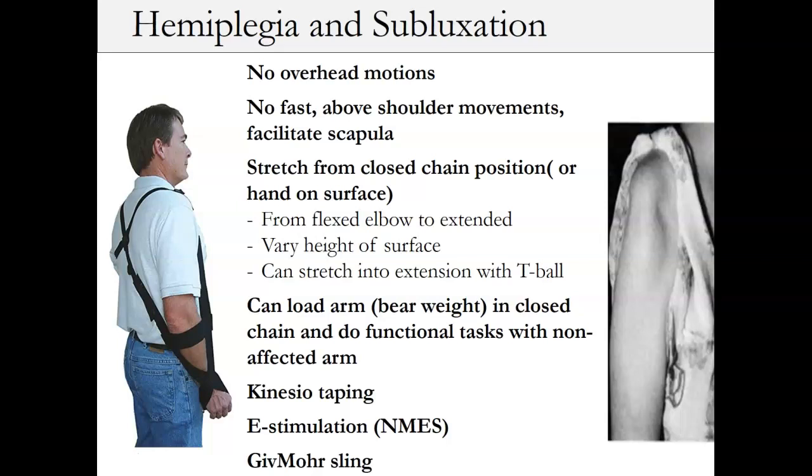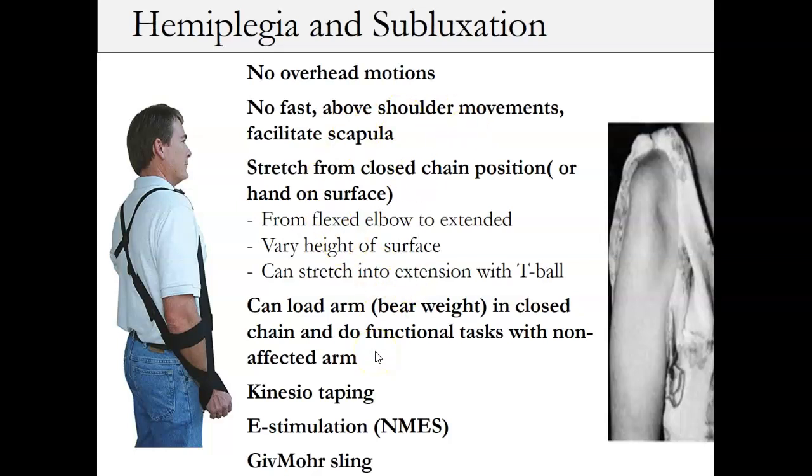That's what I mean by closed chain. If your hand is on the surface as they're stretching and doing stuff, you can go from a flexed elbow to an extended elbow. Think of it on a desk or something. Vary the height of the surface. You can do it on a therapy ball. Roll the therapy ball out as they come back and forth, extending and flexing their elbow, fixed on the therapy ball.